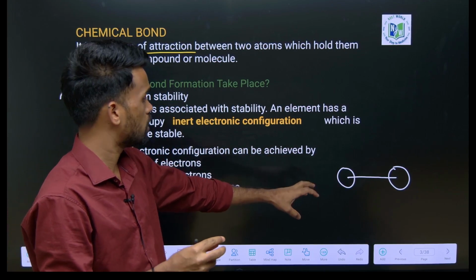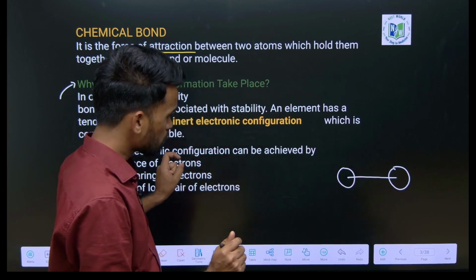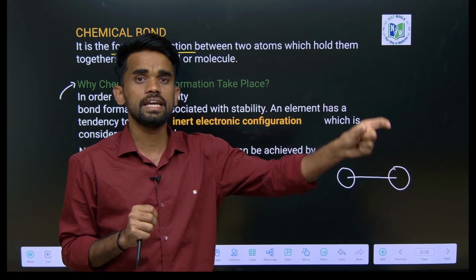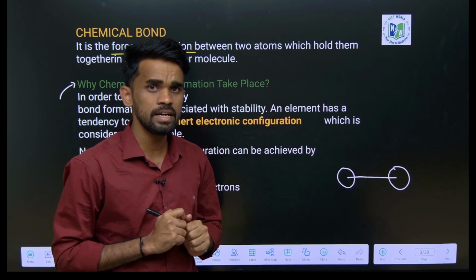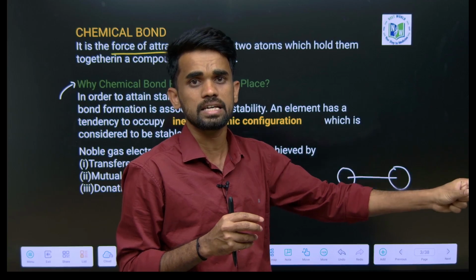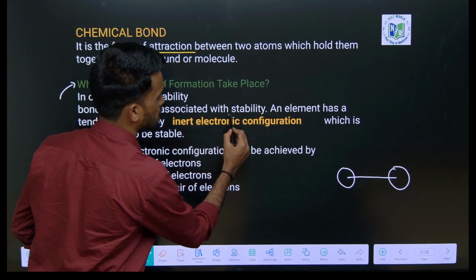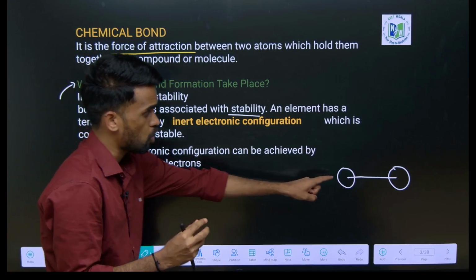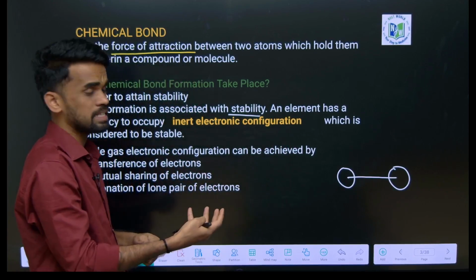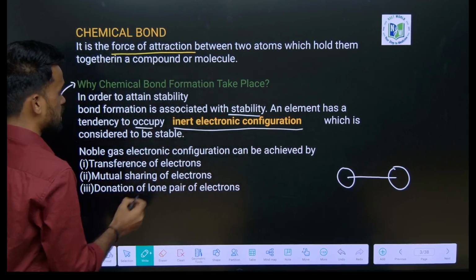So how will the atoms attain stability? Let us look into it. We know in the periodic table we have 18 groups, right? The last group, the 18th group, we call inert gases or noble gas elements. All the elements always tend to attain that noble gas or inert gas configuration, which is highly stable. That is the reason the bond formation between atoms is associated with stability. So an element will attain stability by occupying the inert gas configuration, which is considered to be stable.